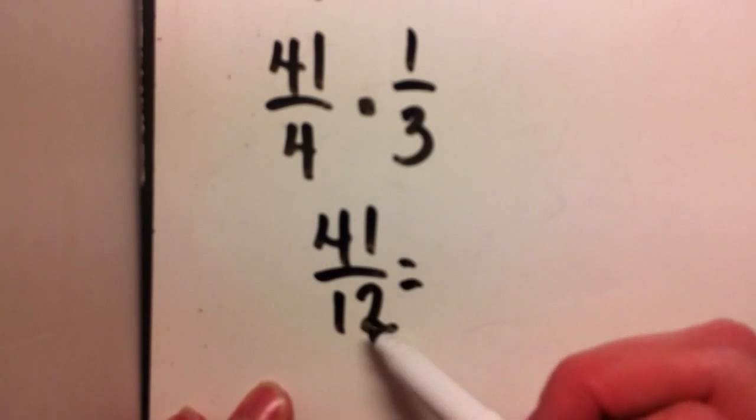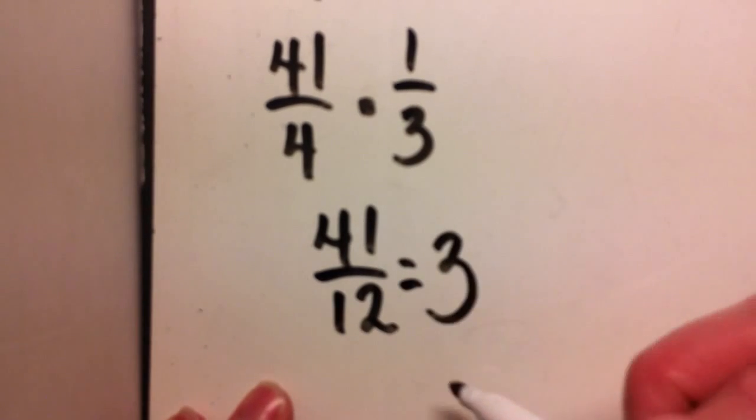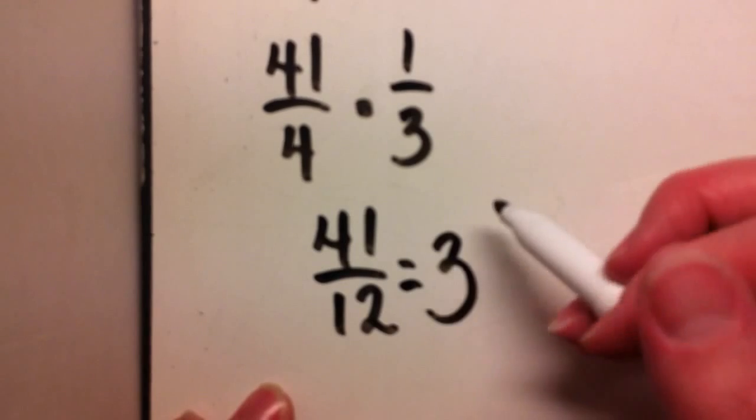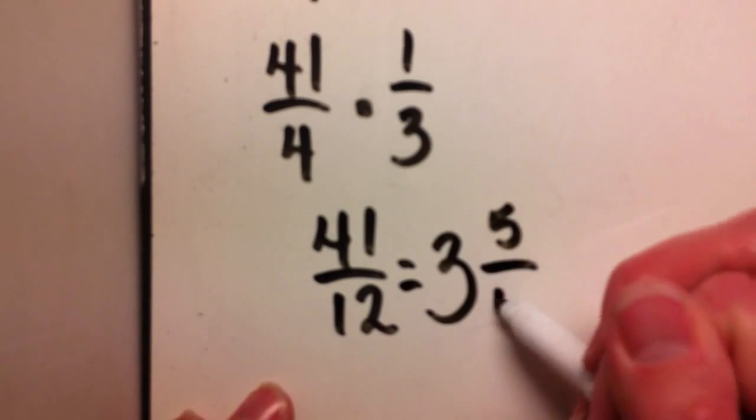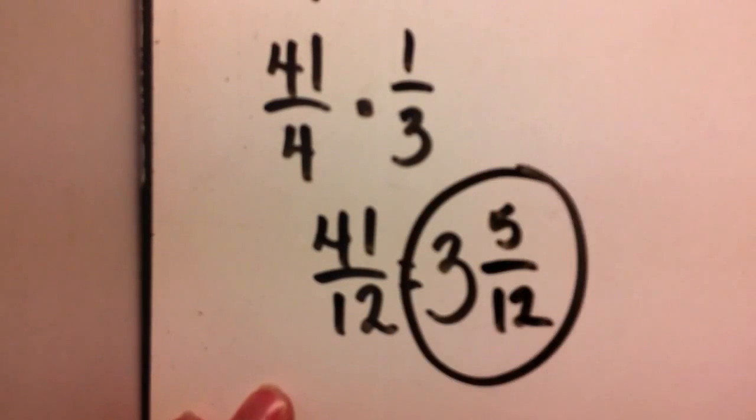Now, I simplify. 12 goes into 41 3 times. 3 times 12 is 36. So I'm going to have 5 remainder. 3 5/12. And that's my answer.